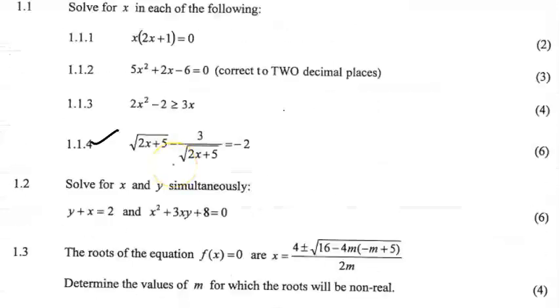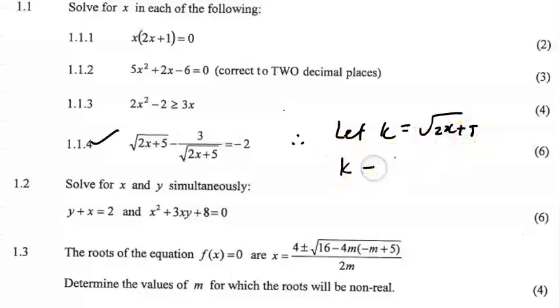Let's look at this 1.1.4 first. 1.1.4 says the square root of 2x plus 5 minus 3 over the square root of 2x plus 5 equals minus 2. If you look carefully, you'll be able to see that the square root of 2x plus 5 is occurring at 2 different places in this equation. Therefore, in this question, what they're really testing is your ability to do k-factor substitution. So if you let k equal the square root of 2x plus 5, then your equation will look like this: k minus 3 over k equals minus 2.